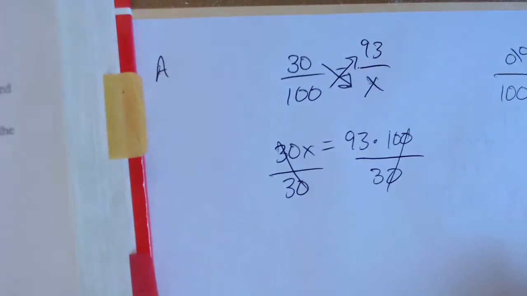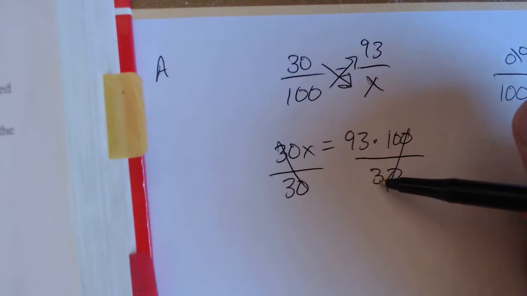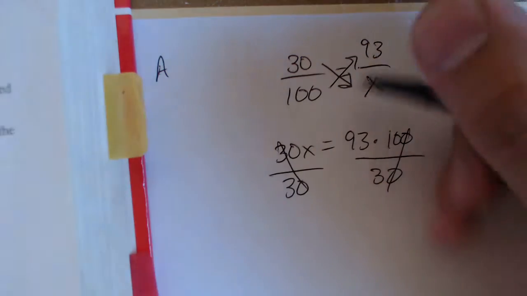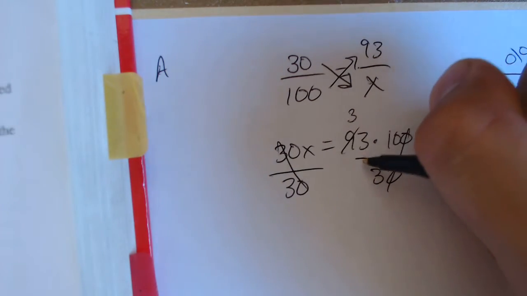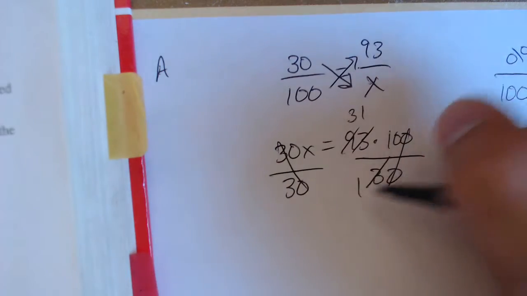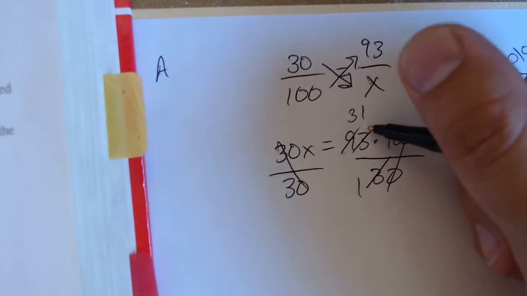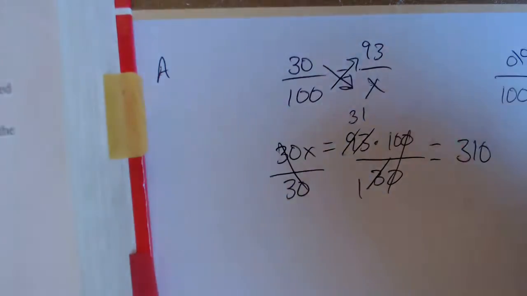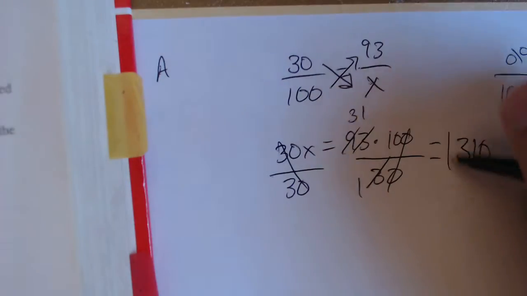Here we can trade a 0. And then here we can see that 93 is divisible by 3. 3 goes into 9 3 times and 3 one time. So 3 goes into 93 31 times. 31 times 10 equals 310. So x is equal to 310.